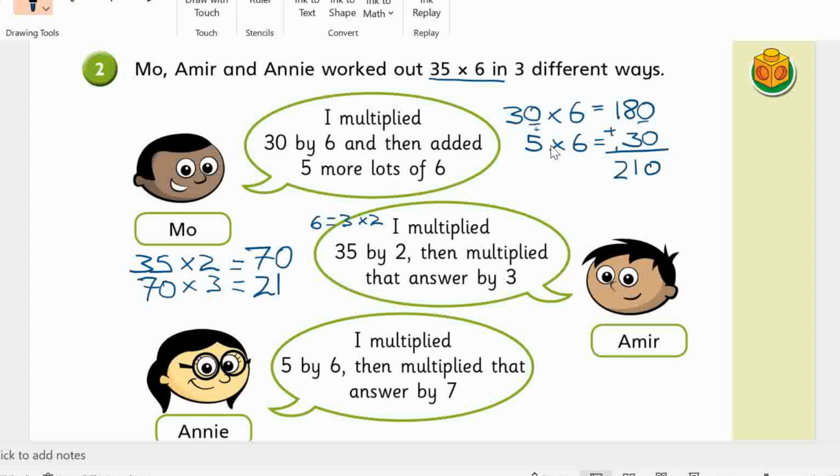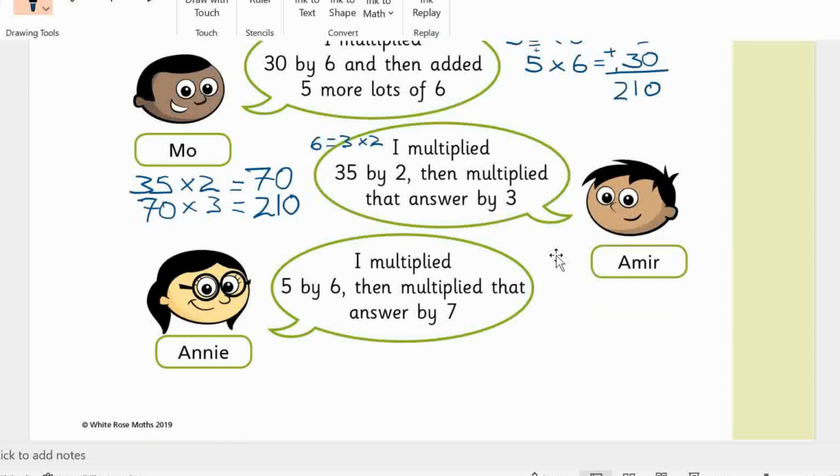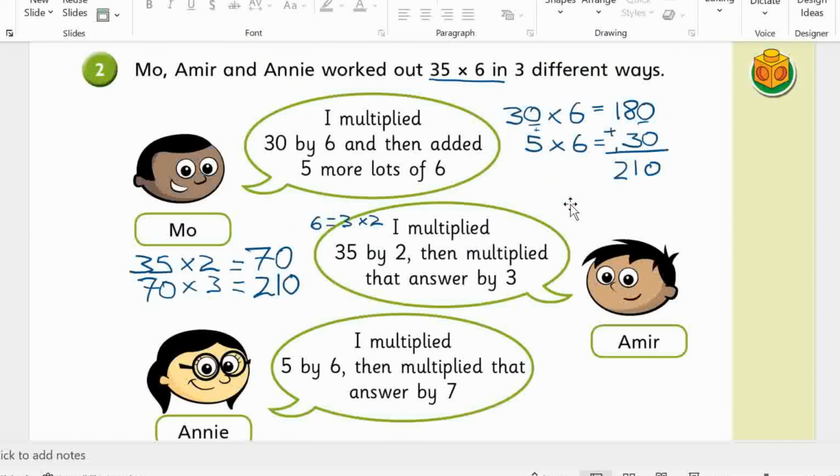21, and then 0. 210. Okay, I multiplied 5 by 6, then multiplied that answer by 7. Okay, 5 by 6, and then multiplied it by 7. I'm not sure why she did that.